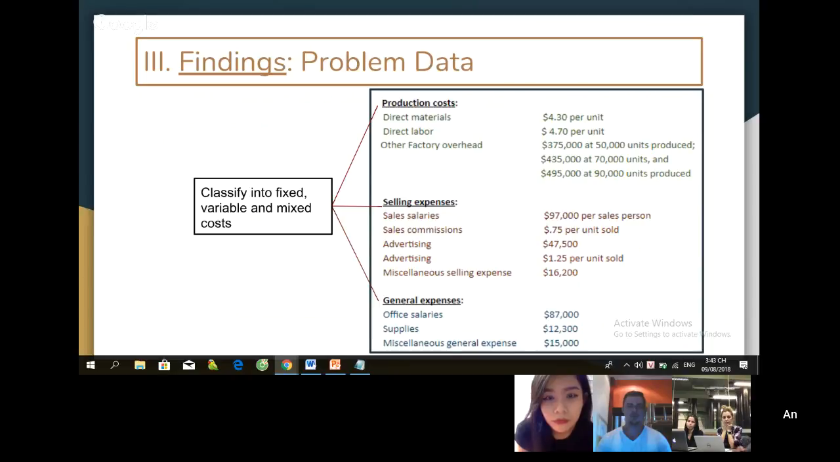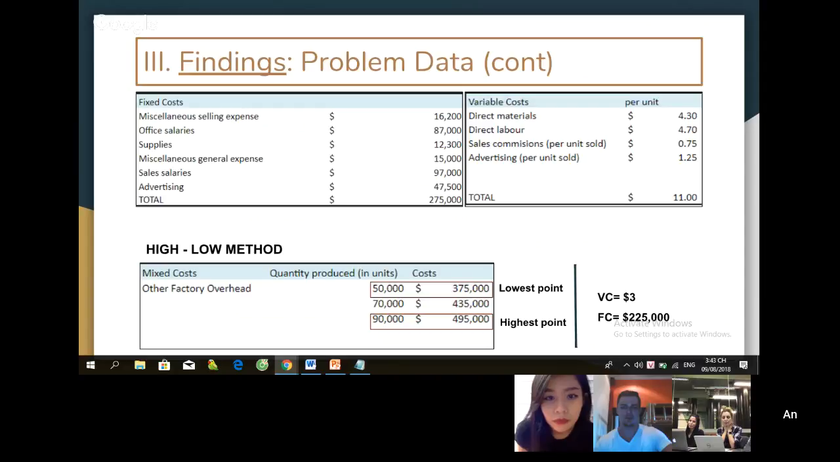Our analysis. These are the costs we were given by the Marathon CEO at the start of the project, and we have to classify all these costs into fixed costs, variable costs, and mixed costs. Next slide, please. We have classified them into fixed and variable costs, and we had to use the high-low method to find the fixed and variable parts of the mixed costs.